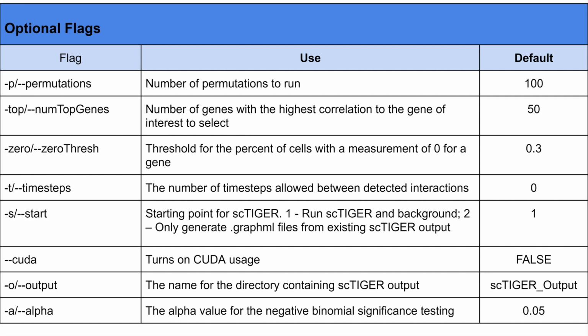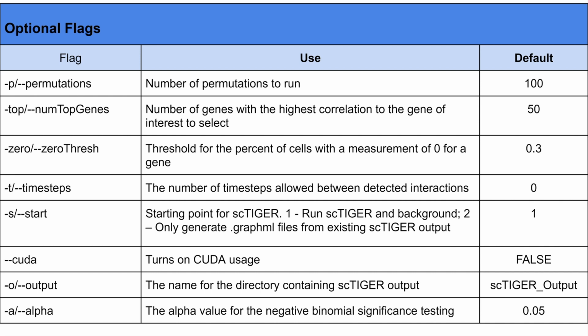We allow you to change the top number of genes, which is the number of genes that are highly correlated to your gene of interest. If you make this value bigger, it will cause the runtime to increase. However, you will get a bigger picture of the whole network. We allow you to change the zero threshold, which is more of a normalization component, and that allows you to see if a particular cell has a measurement of 0 for 30% of its genes, it will automatically be removed from scTIGER. We've set it as a default to 30%, but you could raise or lower that depending on your study.